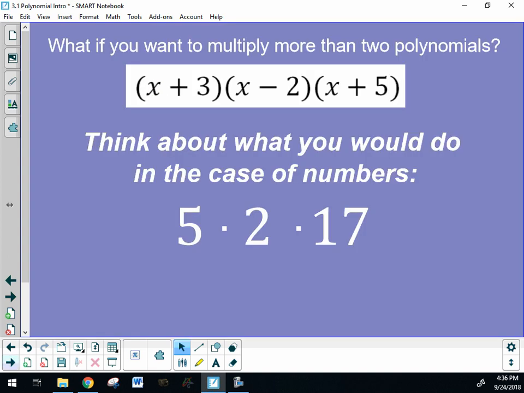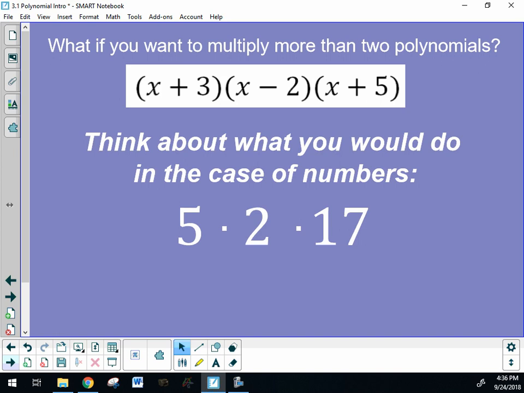Okay, we made it to the last problem. What if you wanted to multiply 3 things together? Like x plus 3 times x minus 2 times x plus 5. So think about what you would do if you had 3 numbers that you needed to multiply together. And you didn't have a calculator.